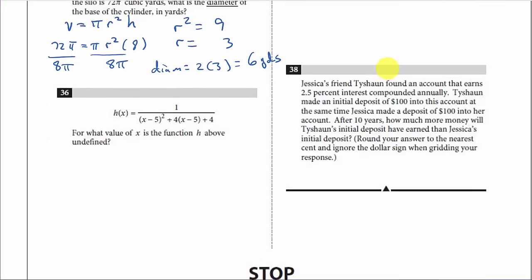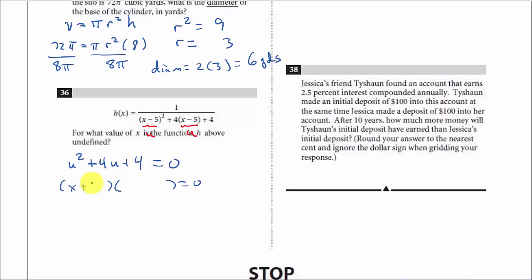All right, so this one, for what value of x is the function h above undefined? Okay. Well, what we can do there is solve this. Let's use substitution here. This x minus 5 and x minus 5, we can replace those with u. And so u squared plus 4u plus 4, we just set that equal to 0 and solve, because that's when it's undefined, when the denominator is 0.